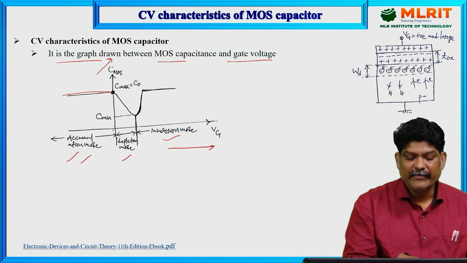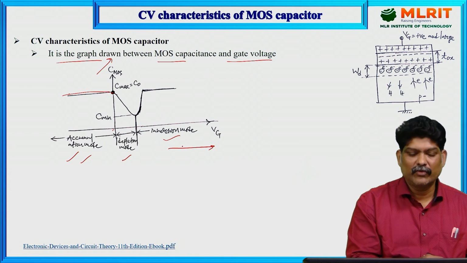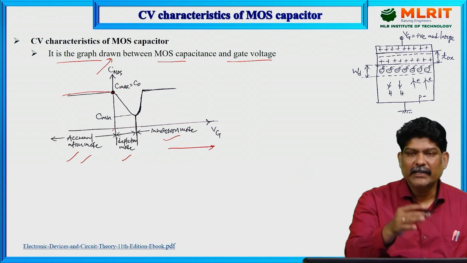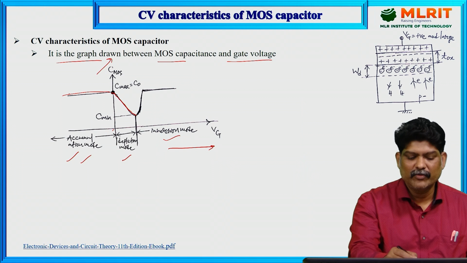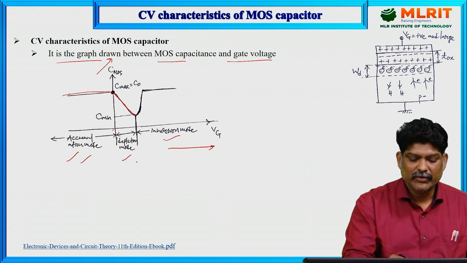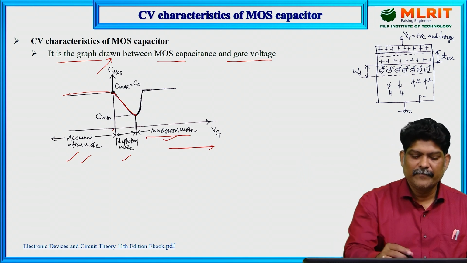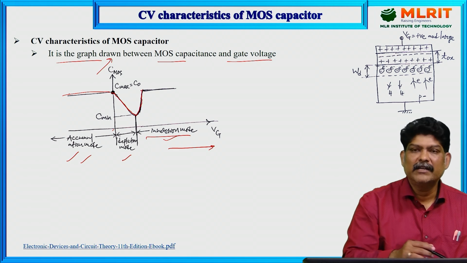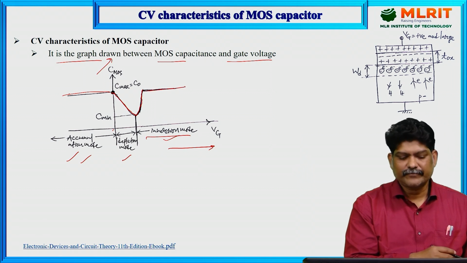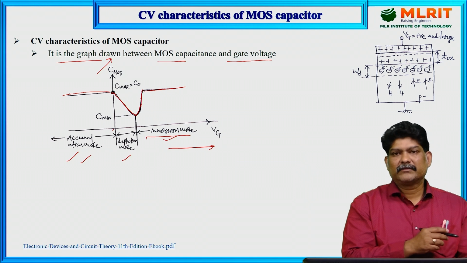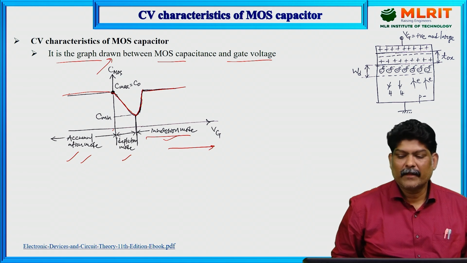After that, when Vgs is positive, that is depletion mode. When Vgs is positive up to a certain gate voltage, there is a decrease in the capacitance in depletion mode. You can observe the decrease up to some extent, and after that there is the inversion mode. If you keep on increasing the positive voltage, there is a linear increase in the MOS capacitance up to some extent, and after that it will be constant. This is the basic capacitance versus gate voltage curve. So that's all about MOS capacitance characteristics.